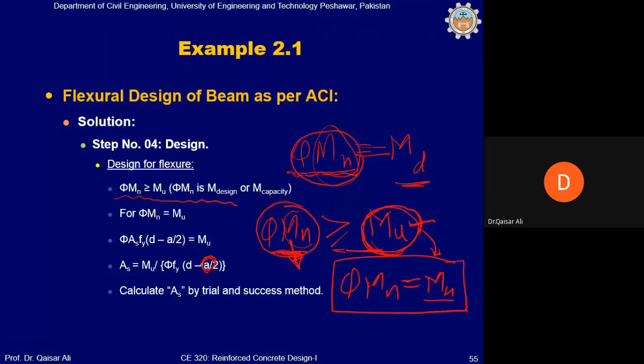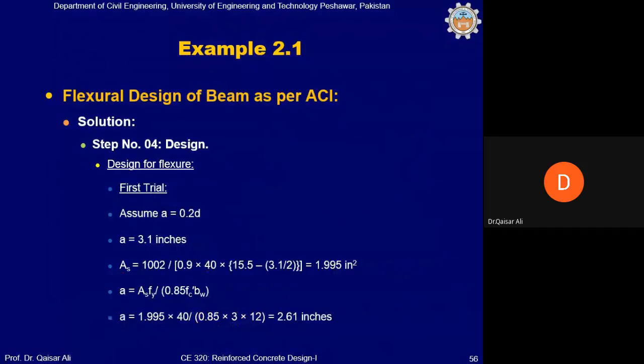Small a we will assume. We will calculate As, then we will calculate small a by this equation, As Fy divided by 0.85 Fc prime b, which you will see in the next slides. First trial: let's say we assume small a, and I will ask you now to do this calculation yourself. Today we will go very slowly so that you can do calculations in all these steps yourself, so that you become familiar with these calculations.